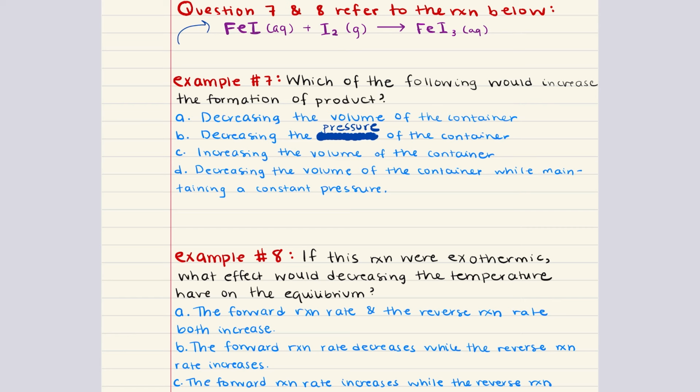Now, this problem relates to Le Chatelier's principle, which states that if a system at equilibrium is subjected to a change in concentration, pressure, or temperature, the system will adjust to counteract the change and re-establish equilibrium. Now, the answer choices relate to changes in pressure and volume, so let's remind ourselves what a change in pressure and volume does to our system.